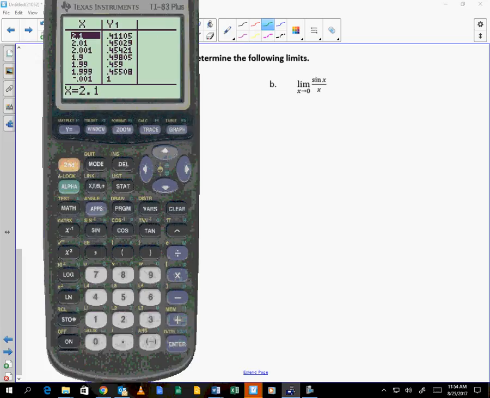It's a two-sided limit. Approach it from the right. 0.1, 0.01, 0.001. Any thoughts? Yep, we'll approach it from the left. Negative 0.1, negative 0.01, negative 0.001. I'm convinced it is 1 according to our table.